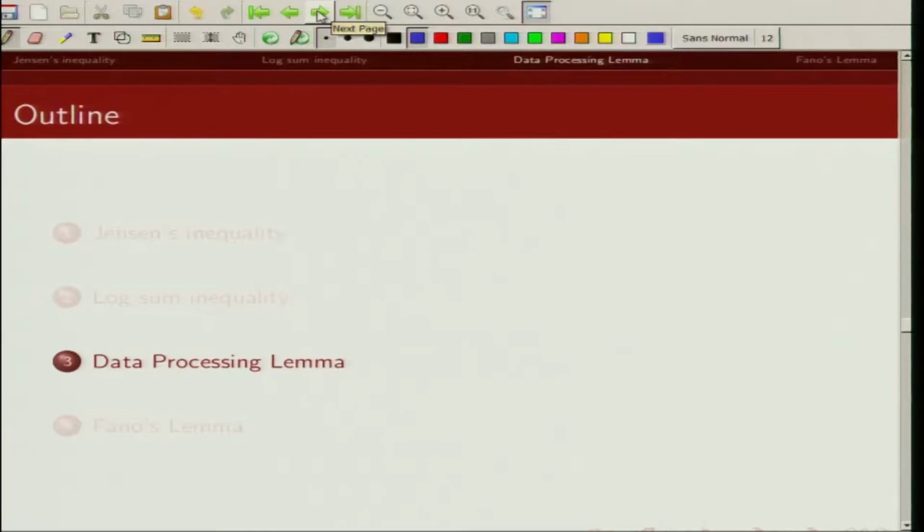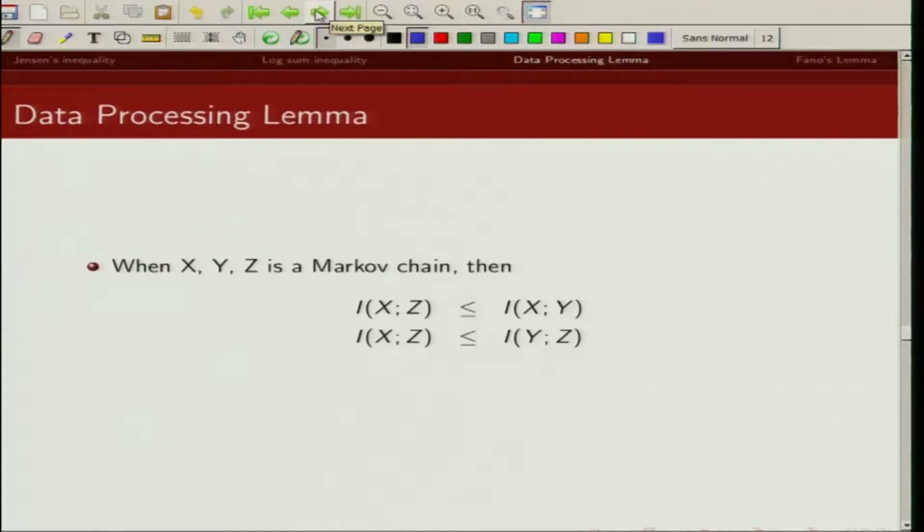Now let us prove and state what is known as the data processing lemma. So the data processing lemma says that if we have the random variables x, y and z, and if they form a Markov chain, then mutual information between x and z is less than mutual information between x and y, or mutual information between x and z is less than mutual information between y and z.